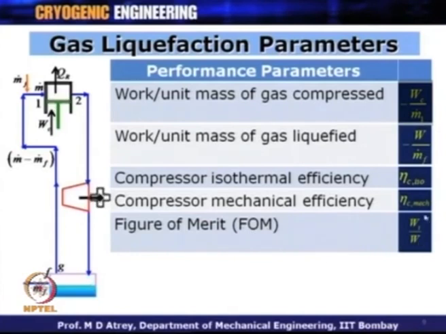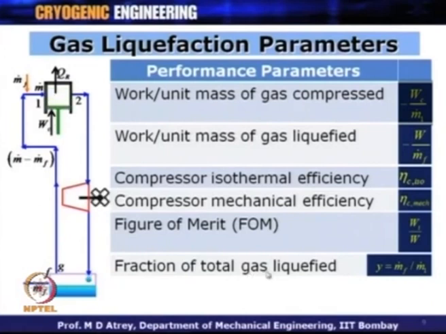And this is the ratio of ideal work input based on the ideal thermodynamic cycle divided by actual work input to the system. So, naturally the ideal work input is going to be less than the actual work input to the system. So, this ratio is going to be less than 1, and this is called the figure of merit of any cycle. And fraction of total gas liquefied.